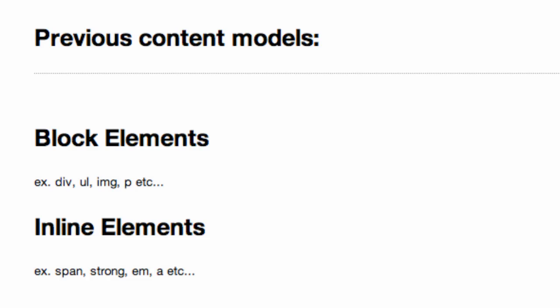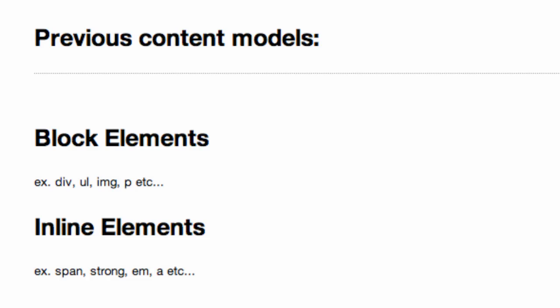You had block level elements and you had inline elements. Block level are things like the div tag, the UL tag, images, paragraphs, etc. And they always sit on a line of their own. So for instance, if you have an image, typically you don't have text that flows around that image visually unless you manipulate that in CSS. That's what defines a block level element: it by nature has a line of its own.